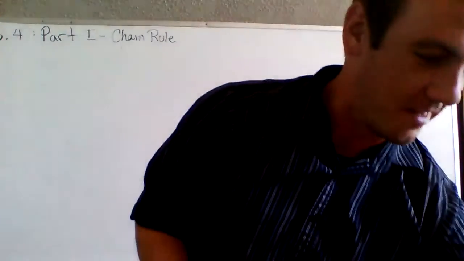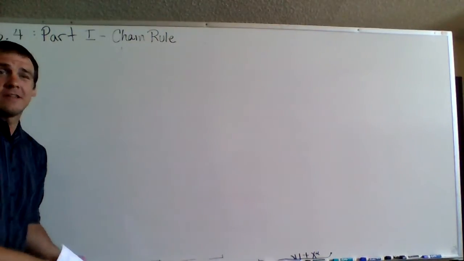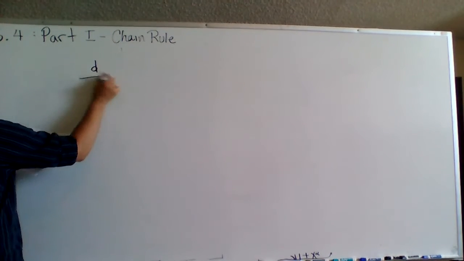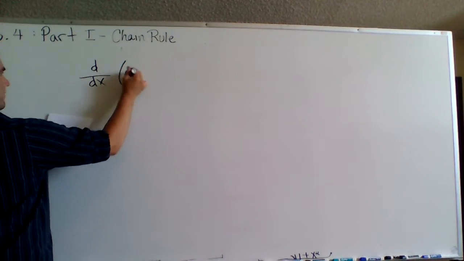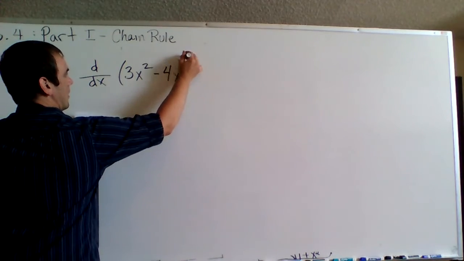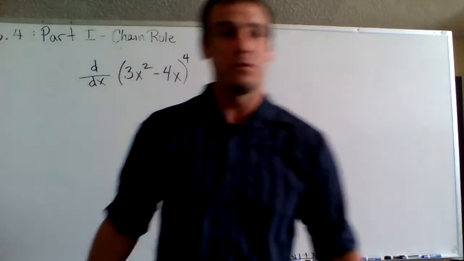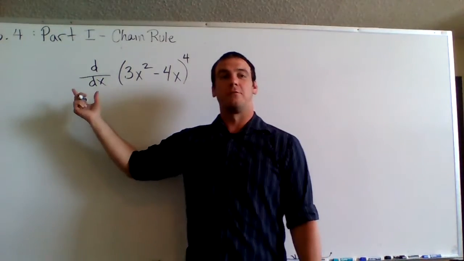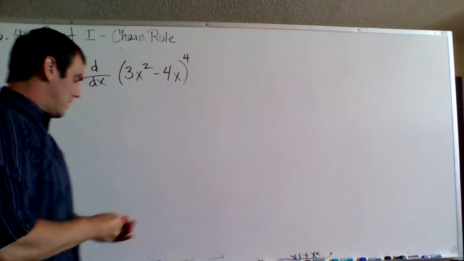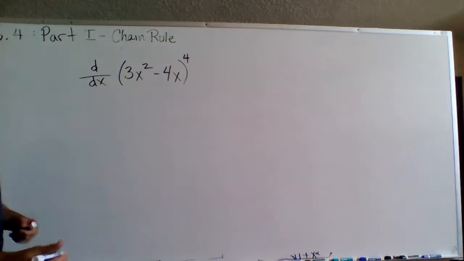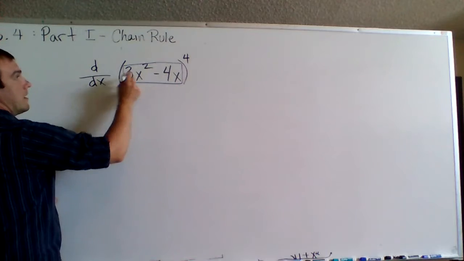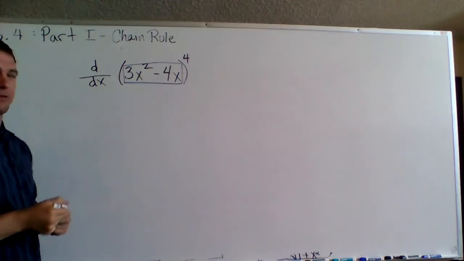Let's get started. So let me give it in a little bit different notation just to make things confusing. So let's say we have d dx of 3x squared minus 4x all to the 4th power. Okay, so what I'm asking you to do then is take the derivative with respect to x of all of this. Okay, so I'm just telling you to take the derivative of it. Okay, our first step here is hopefully you recognize this is our inside function, and something to the 4th power is my outside function.